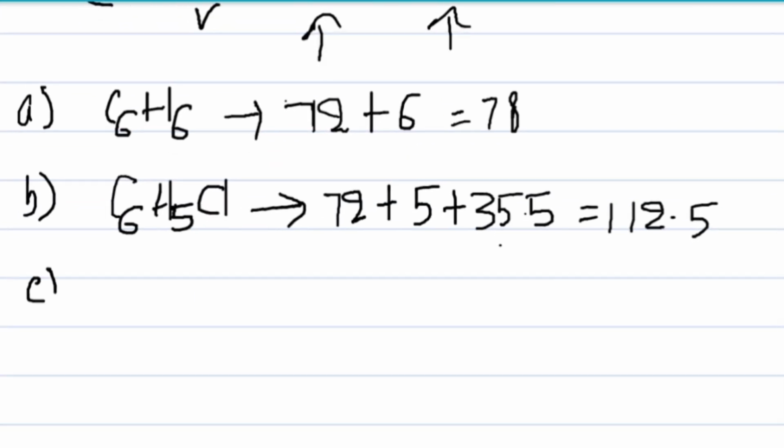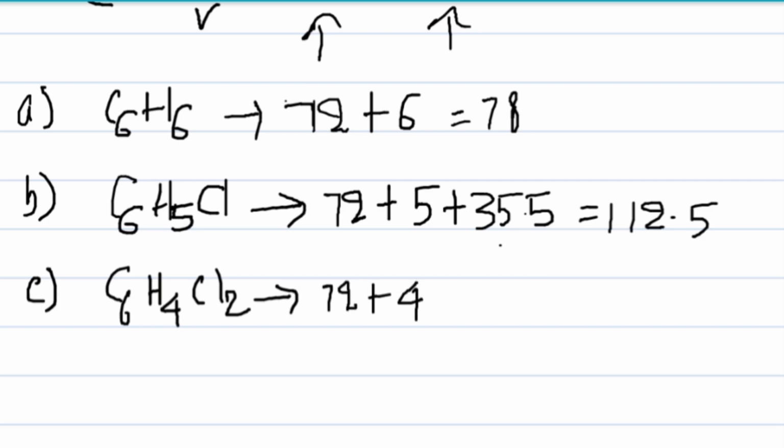And next one, the C option, on the benzene ring 2 chlorines are given. So what is the formula of that? C6H4Cl2 is the formula. Now calculate the molecular mass. 6 carbons is 72, 4 hydrogens is 4, and 2 chlorines, each chlorine 35.5, so 2 chlorines is 71. So totally that is 72 plus 4, 76. 76 plus 71 is 147.